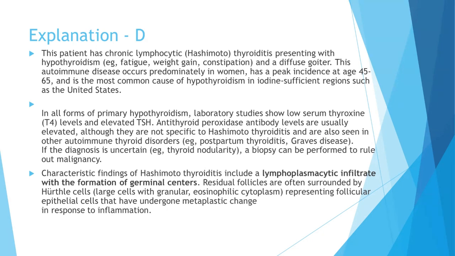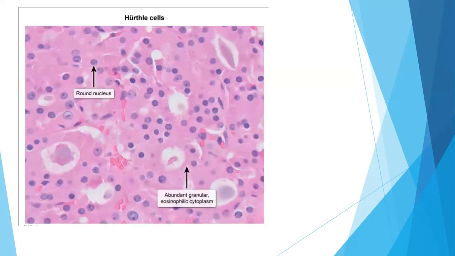Now we will see a picture of Hurthle cells, but these are the large cells with granular eosinophilic cytoplasm, which represents the follicular epithelial cells that have undergone metaplastic change in response to inflammation. So the thyroid follicular cells under response of chronic inflammation, as this is a chronic disease, will undergo metaplastic change, and the cells will become larger and they have a granular and eosinophilic cytoplasm, and these cells will be called Hurthle cells.